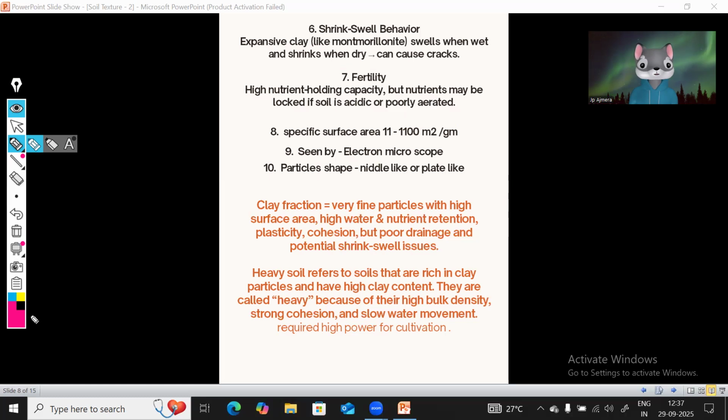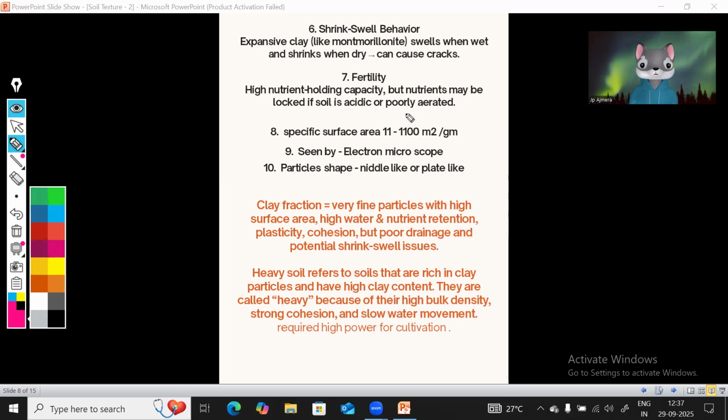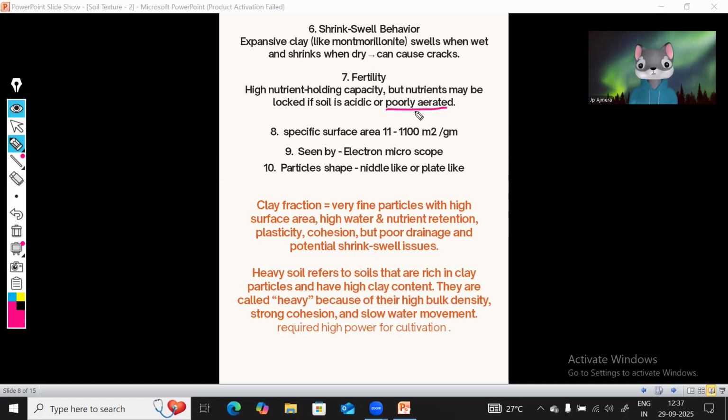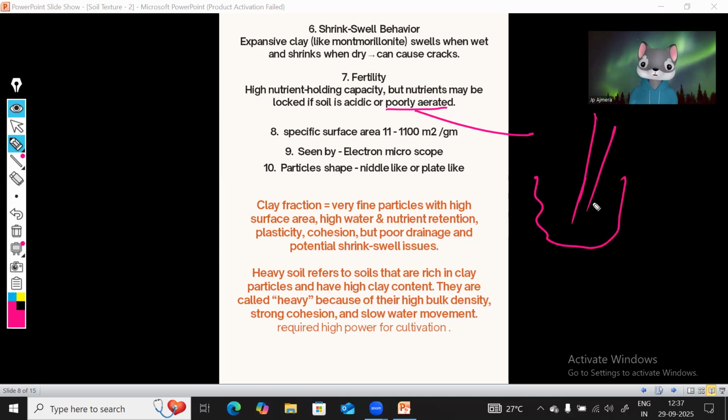I forgot to tell you about what I was trying to report. So, poorly aerated soil, how can it affect the fertility of soil? Imagine that there is a waterlogged condition. Just imagine that there is water filling the pore space. So what happens? There is a nitrate present in the water.